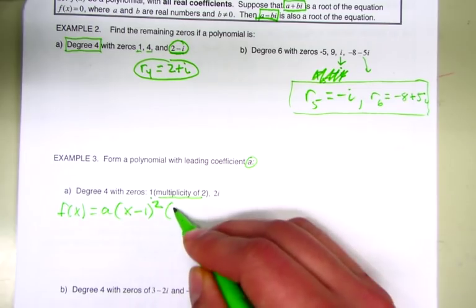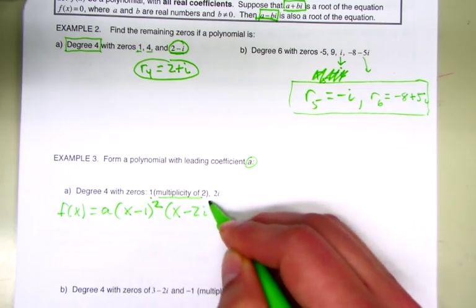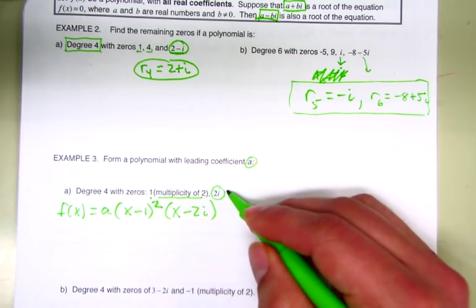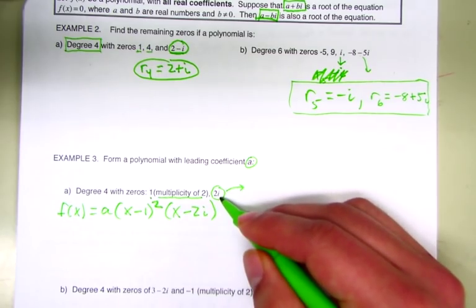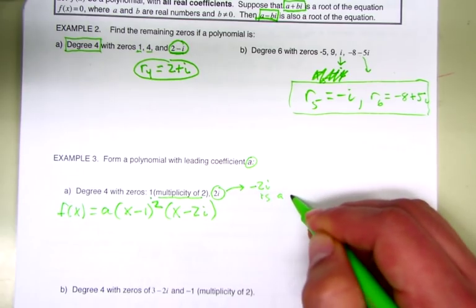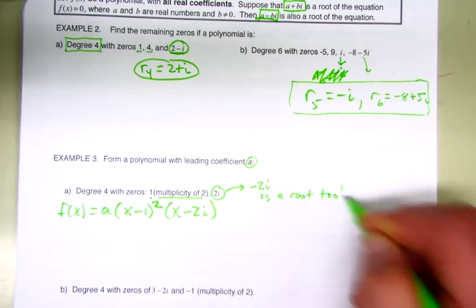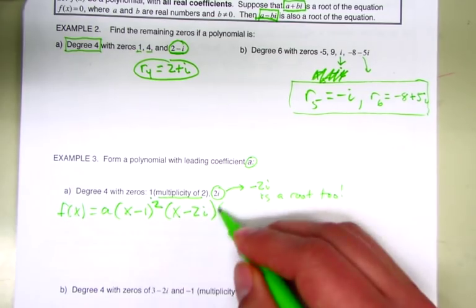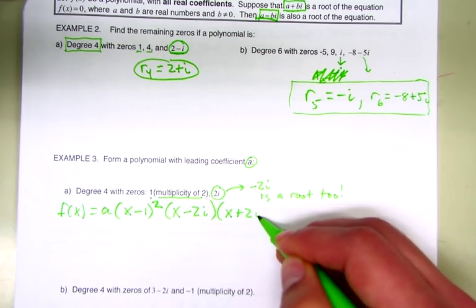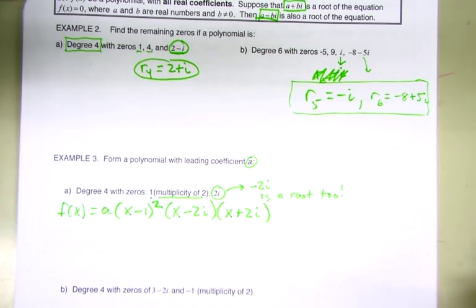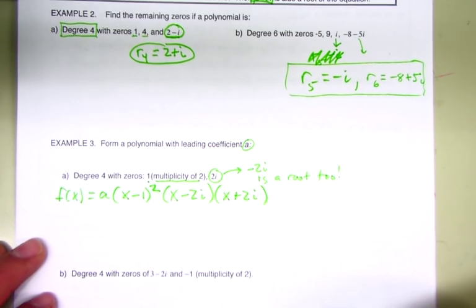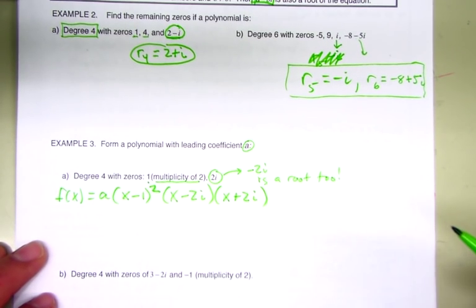Okay, so then that means x minus 2i is a factor. But using the conjugate pairs theorem, not only is 2i a root, but negative 2i is also a root. So then we write down the factor, which would be x minus negative, or x plus 2i. And now for these problems in this last section, we are going to multiply everything out and write it in standard form.